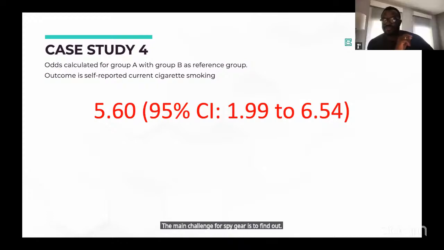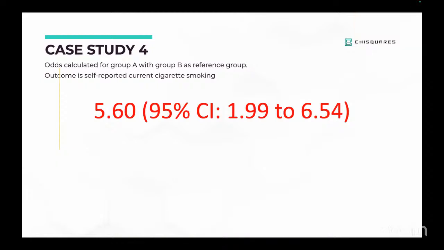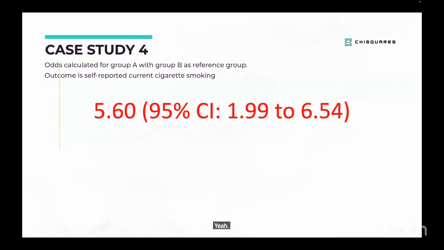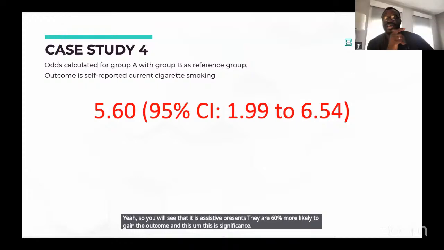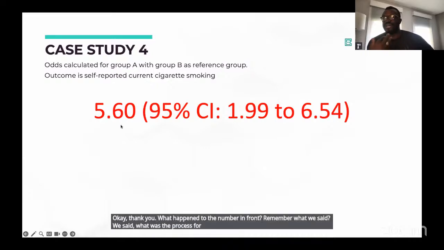Okay. Who wants to help us with the second explanation, which is where we're even more interested in the second part? Yeah, so you will say that it is 60%, they are 60% more likely to get the outcome, and this is significant. Okay, thank you. What happened to the number in front? Remember what we said? What's the process for describing or explaining the result? You take that number and then you subtract what?